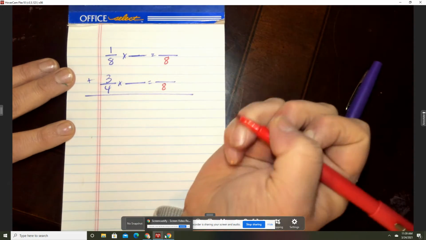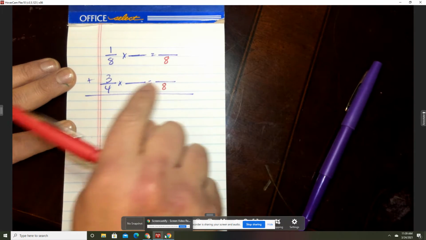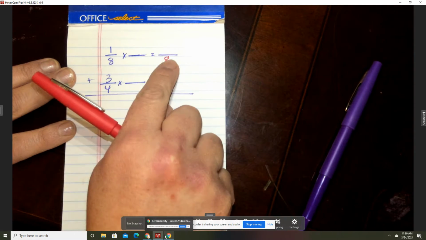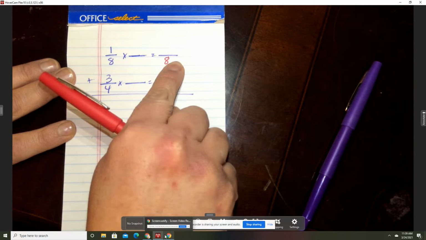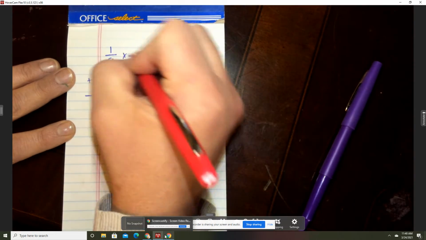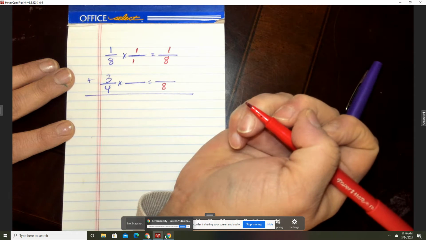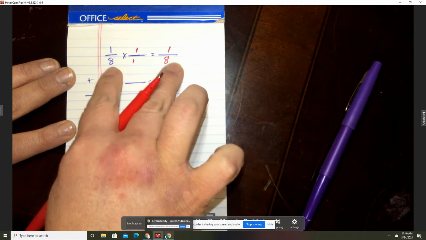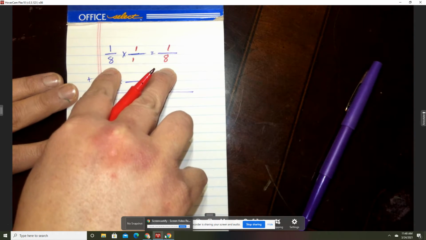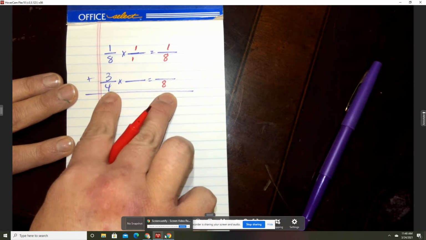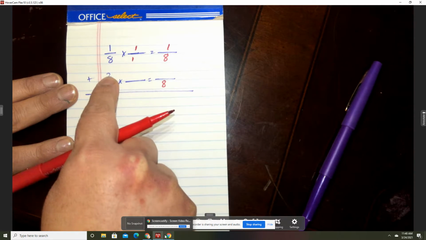Now, I need to make equivalent fractions here. I need to make this fraction equal to this fraction. This one isn't a big deal because I'm using 8, so this fraction's already going to be equivalent. 8 goes into 8 one time. What I do to the bottom, I do to the top. 1 times 1 is 1. So when you use one of the denominators, you don't have to do anything to it. But this one, I'm going to have to do something to get the numerator.